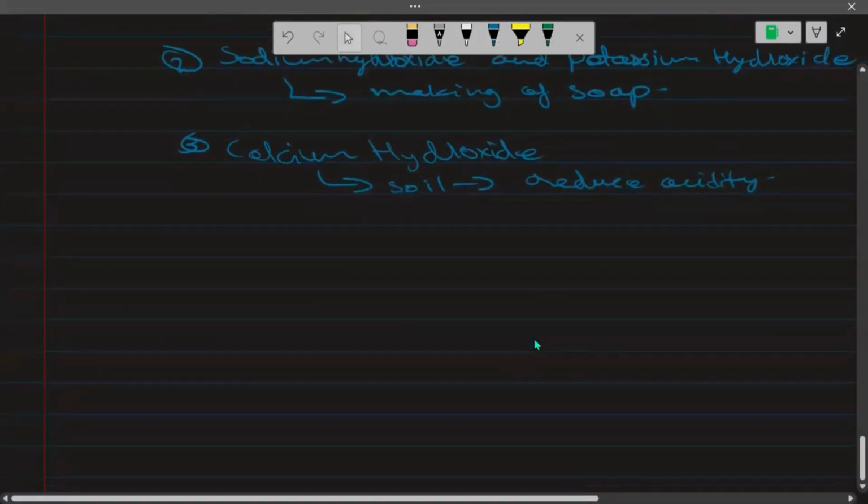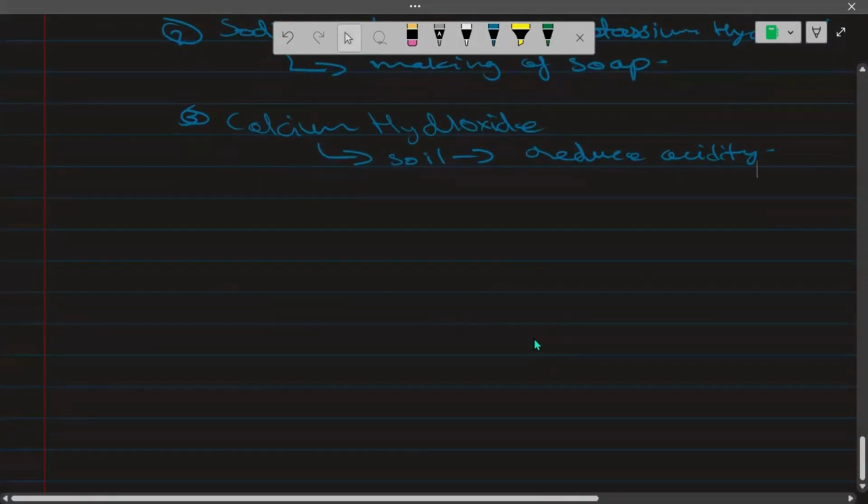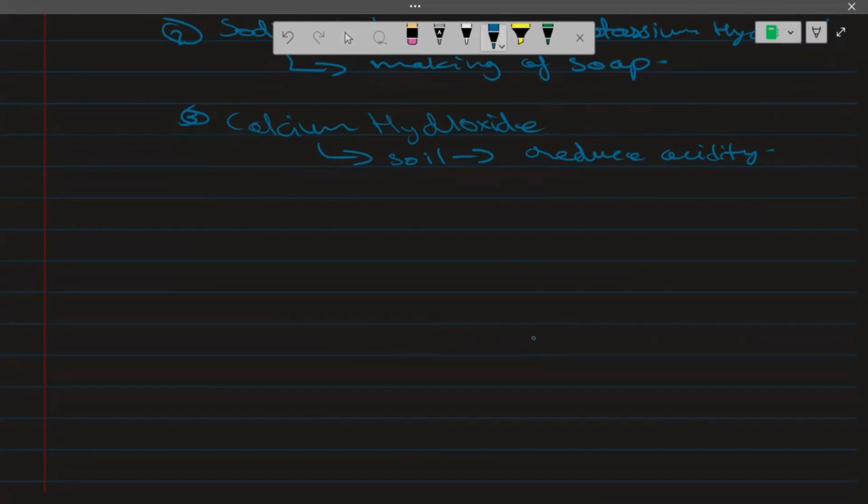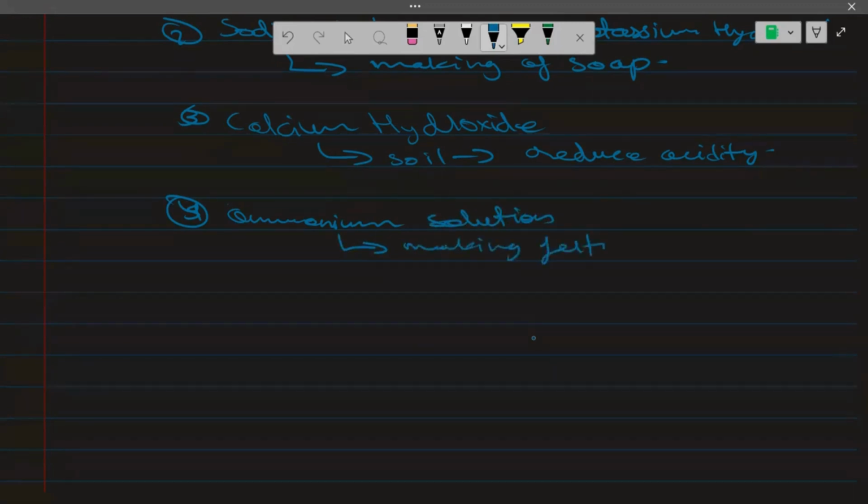Now, the other use of a base or alkali is the ammonium solution. Number four use is of ammonium solution. How is ammonium solution used? It is used for making fertilizers.